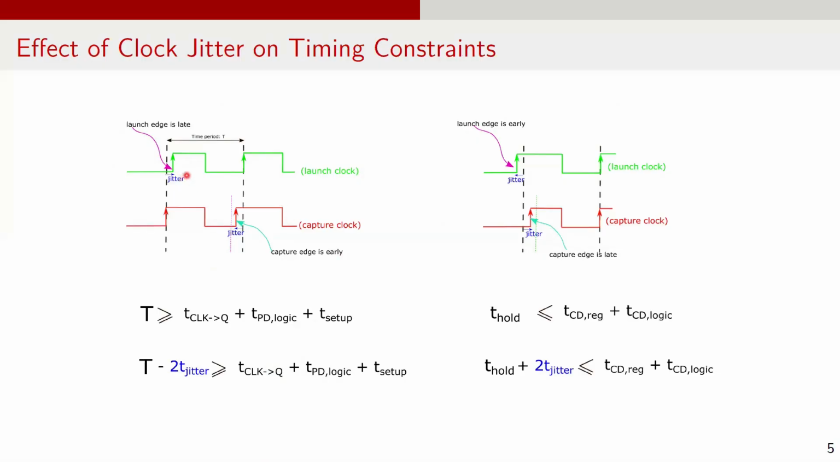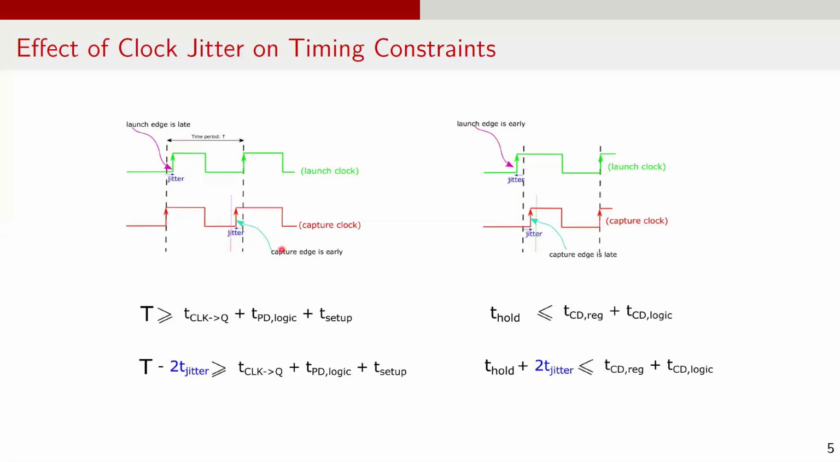For the setup constraint, the worst case scenario occurs when the launch clock edge is delayed, or it is arriving late, and the capture clock edge arrives early. In this situation, the effective clock period is reduced to T minus 2 times of jitter, leaving less time for the data to propagate from launch flop to the capture flop. This makes it more difficult to meet the setup time requirement.